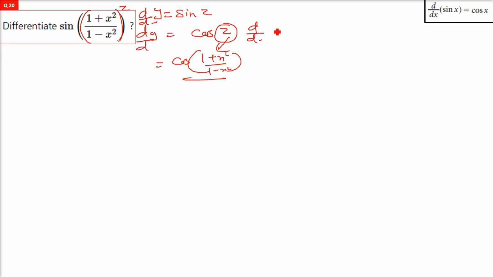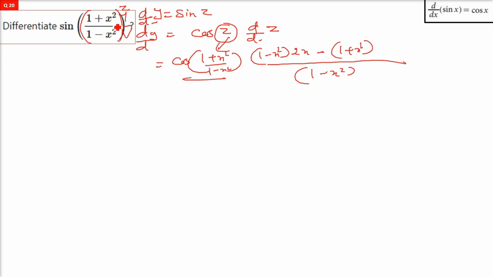So d by dx of (1 plus x square) by (1 minus x square). And we will apply the quotient rule as we have applied in the previous questions. So in the denominator it will be (1 minus x square) whole square. Then 1 minus x square will come here. d by dx of 1 plus x square, that is 2x, minus (1 plus x square) times d by dx of 1 minus x square, sorry, it is going to be minus 2x, so I change the sign in between.